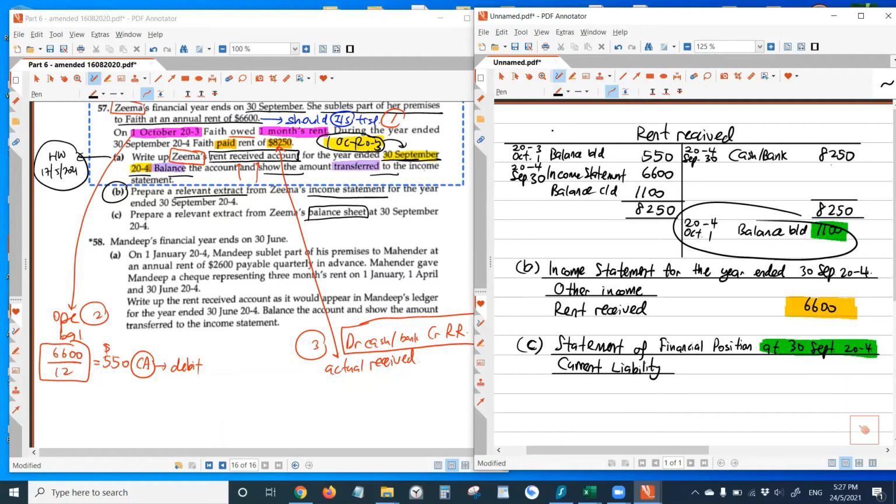Here you should not write the term rent received alone, because the term rent received alone can only appear in the income statement. To make it a current liability, you have to add some terms. So why would this income be a current liability? Probably you have over received this income. So you write rent received in advance, 1100. That's how you show. Then only it is known as a current liability.